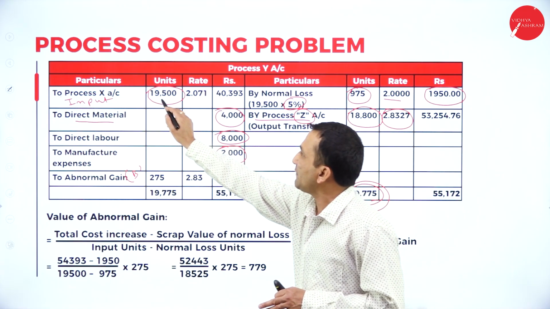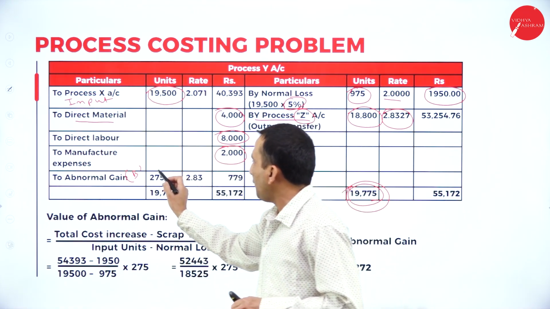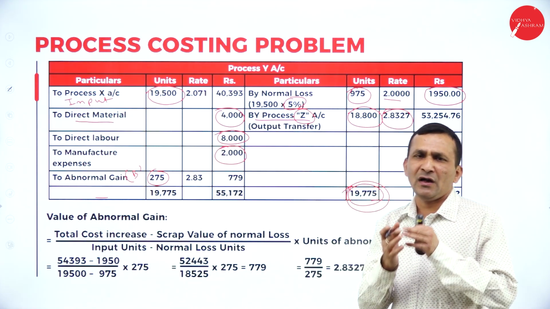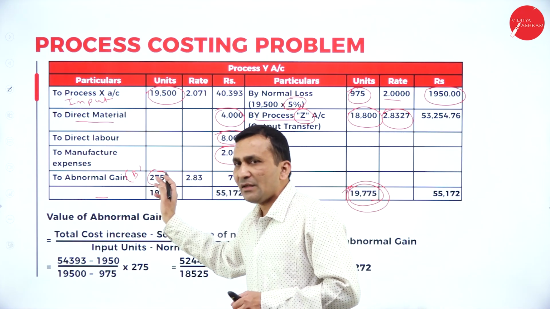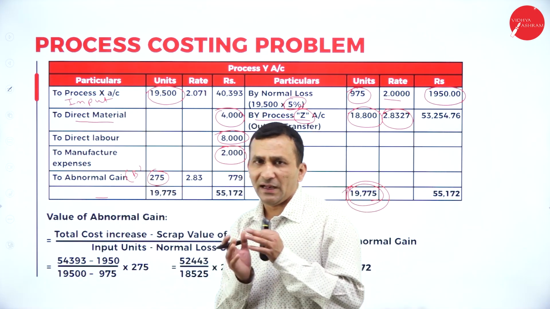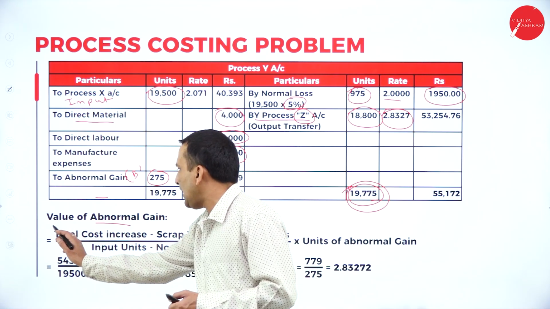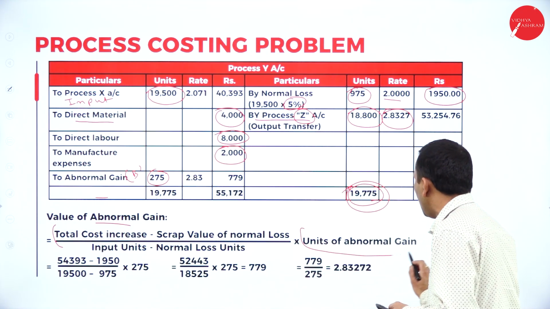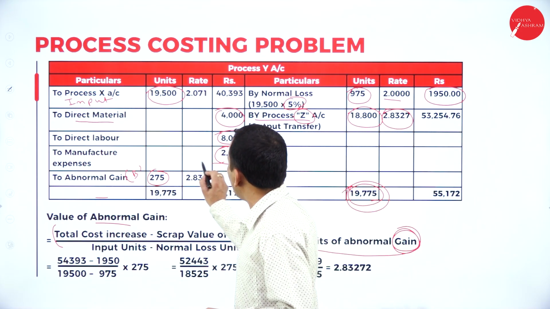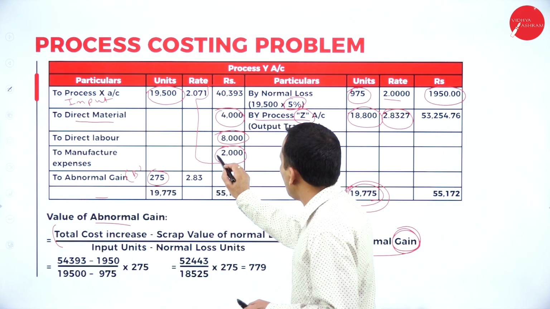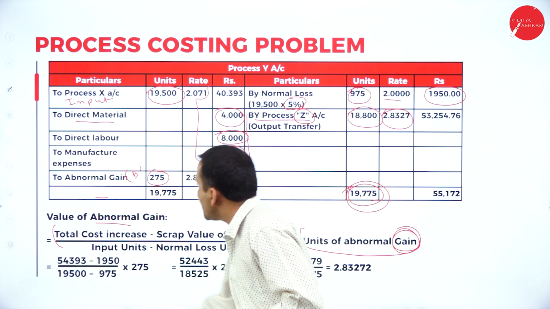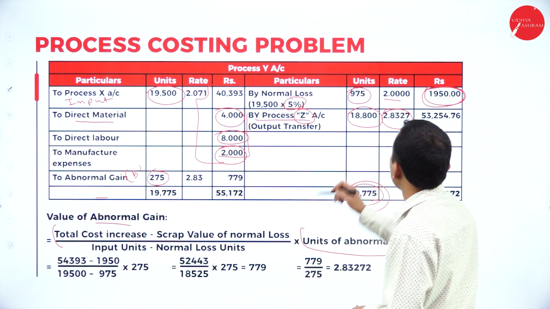Obviously from this we need to subtract the 19,500. The difference we call abnormal gain. Whenever the balance comes on the debit side, no doubt it is abnormal gain. Now we need to find the cost per abnormal unit value. The formula is the same as for gain, only with slight changes. The input value is given in the question. If you take the total, we get 54,394. From this we have recovered the scrap value 1,950.